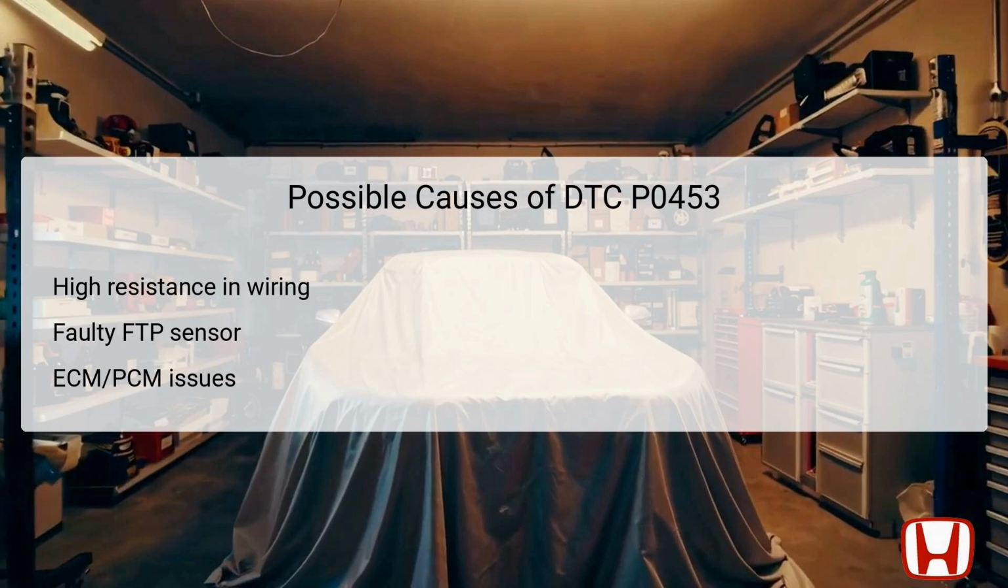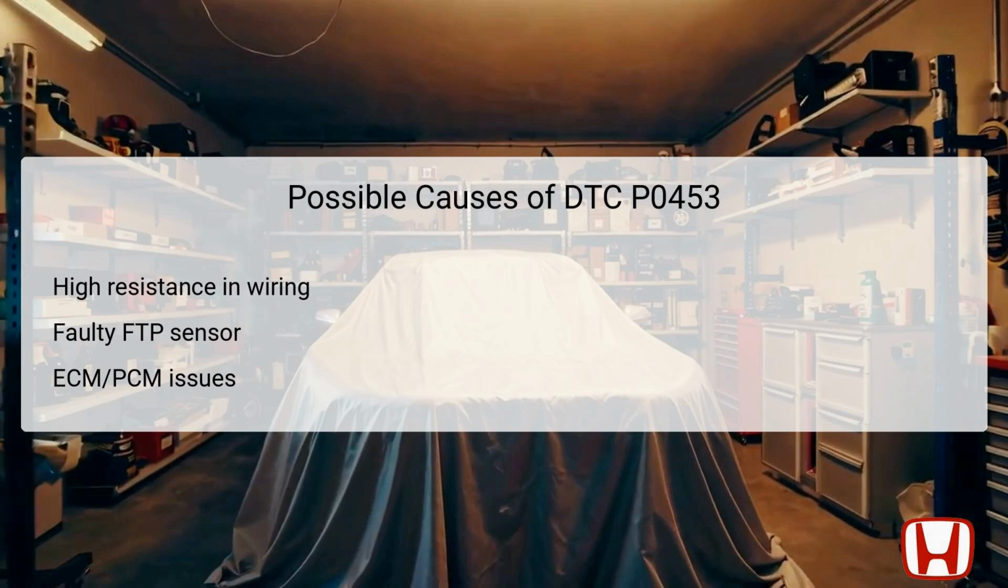One of the most likely issues is high resistance or disconnections in the wiring connected to the FTP sensor. High resistance in the wiring can lead to inaccurate voltage readings, which may trigger this fault code. Another possibility is a malfunctioning FTP sensor itself. If the sensor is faulty, it may either send incorrect signals or fail to send any signals altogether, thus leading to unreliable readings.